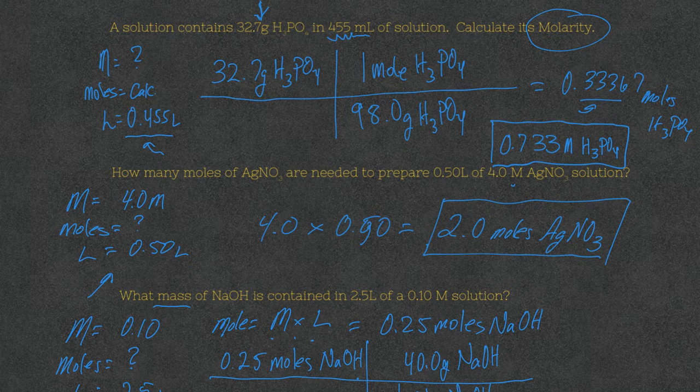When I multiply and finish my dimensional analysis out, I get 0.25 times 40, which is 10. But I need the correct amount of significant figures. Looks like I am limited by 2, which means my answer must have 2. So I'm going to put a decimal point after that, and that'll be 10. grams of sodium hydroxide are in that solution.